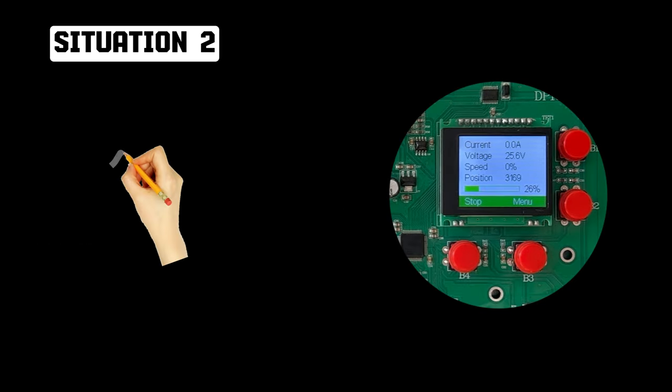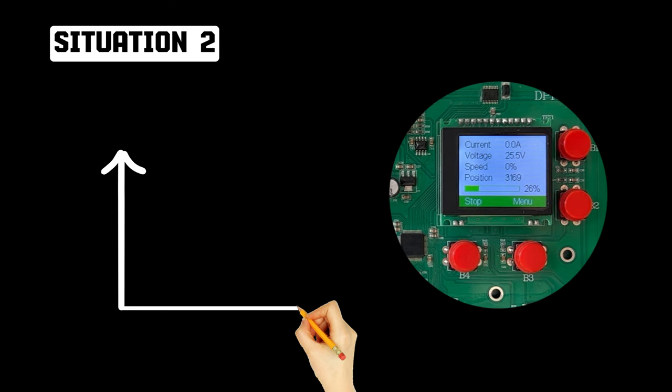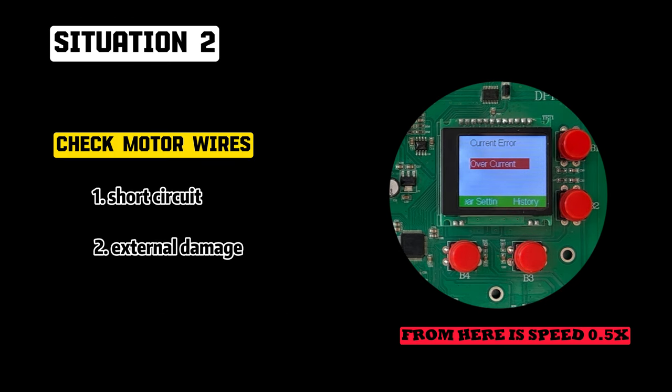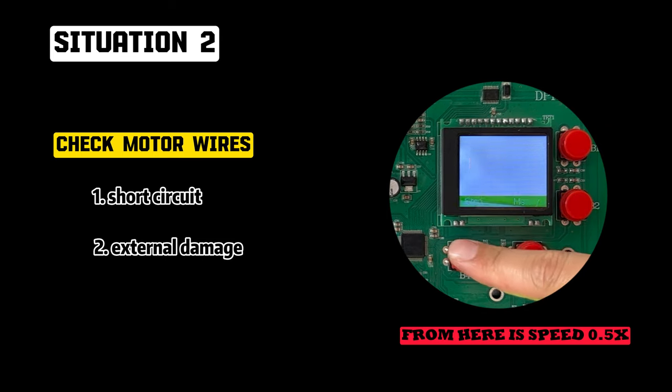If the current doesn't play nice and jumps from a low starting point straight to the max, then drops the overcurrent bomb, it's likely a motor wires issue, either a short circuit or some damage at play. Inspect the motor connections and look out for any external damage that might be the culprit.